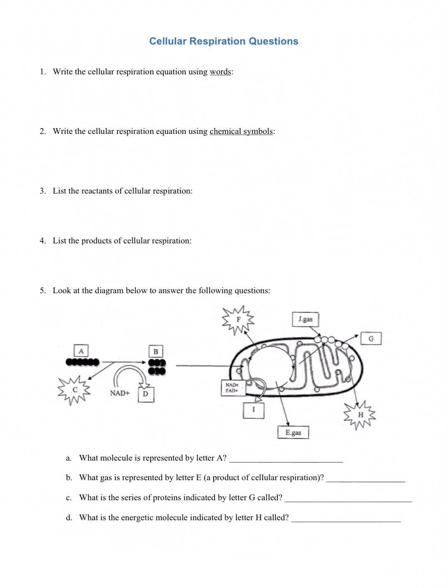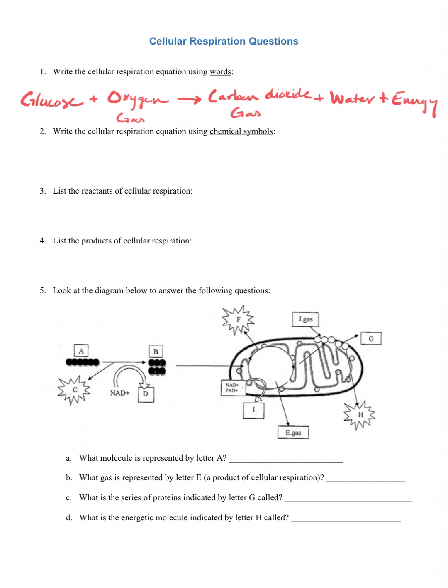Next, we're going to look at cellular respiration. So if you recall, cellular respiration is an opposite process to photosynthesis. Number 1 says write the cellular respiration equation using words. So the reactants for cellular respiration, which are the products from photosynthesis, are glucose and oxygen gas. And then when the reaction happens, it yields or produces carbon dioxide gas as a waste product, water as a waste product, and the goal of the reaction is to produce energy, which we store in a molecule called ATP.